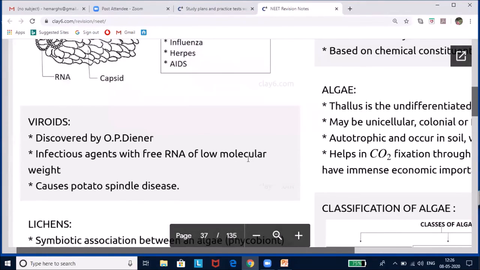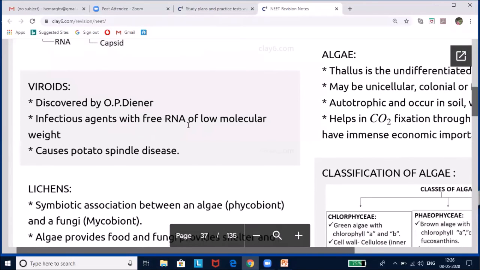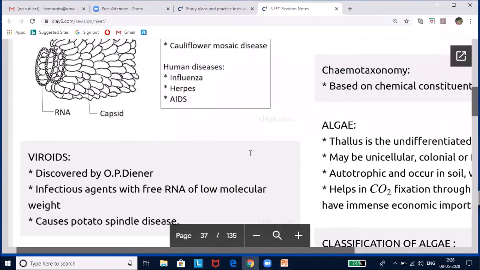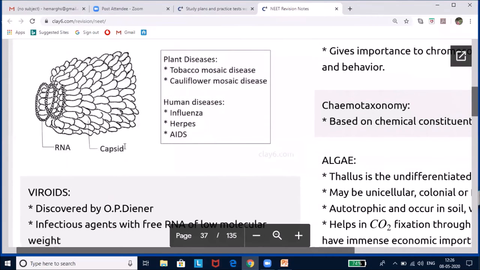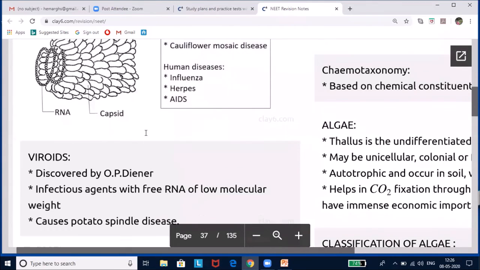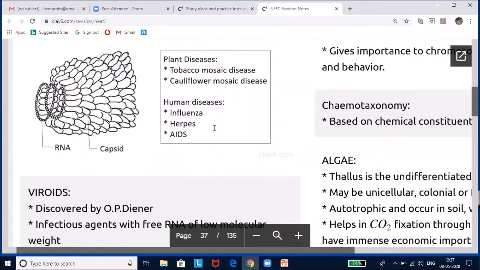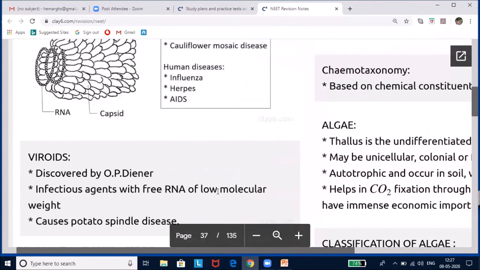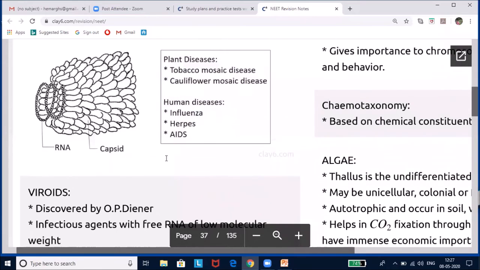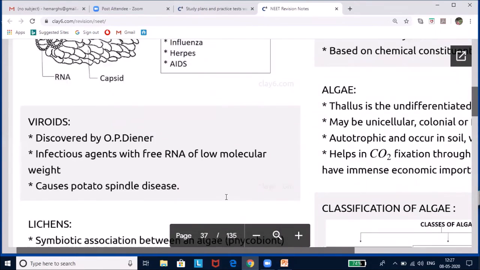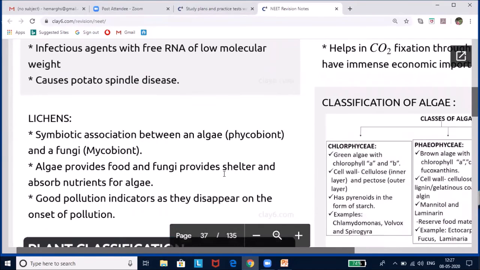Now, viroids were discovered by T.O. Diener. Again, this is an important name. They are infectious agents with free RNA of low molecular weight. Actually, what matters is that they have no protein coat. Though the molecular weight was low, since they did not have a protein coat or a capsid, they were called viroids, and they cause potato spindle tuber disease.